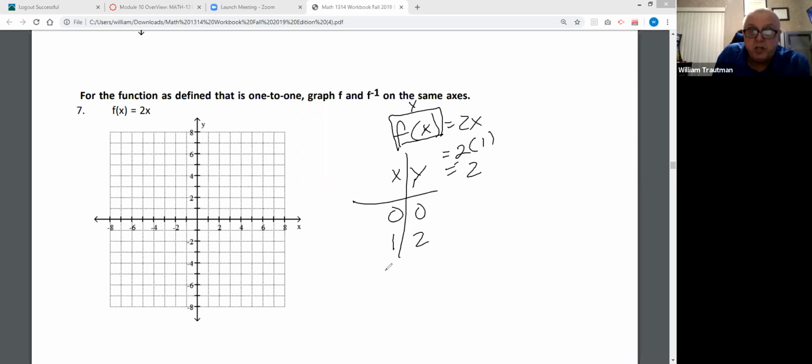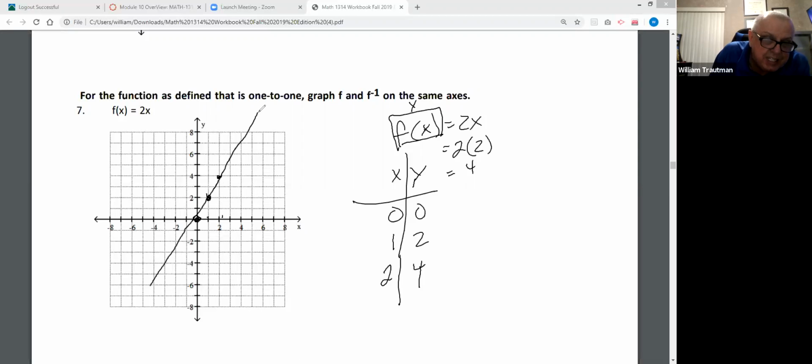I'm going to put another number in there, 2. If I put 2 into x, 2 times 2, I get y equals 4. Okay, I'm going to graph these points: 0, 0; 1, 2; and 2, 4. If I draw the line and extend it, that's what the function looks like. This is function f.